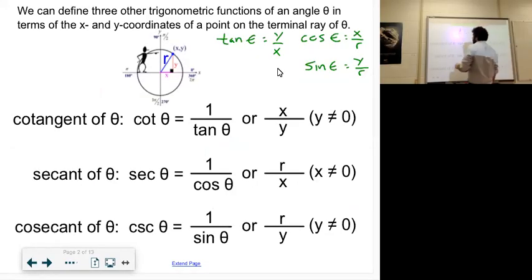Okay, so next up, we're going to introduce the other three trig ratios. We call them the reciprocal functions because they're reciprocals of the sine, cosine, and tangent functions.